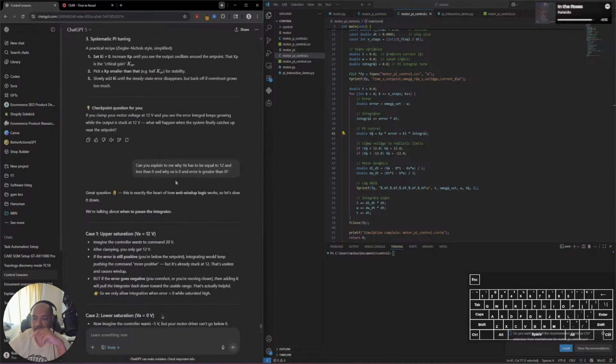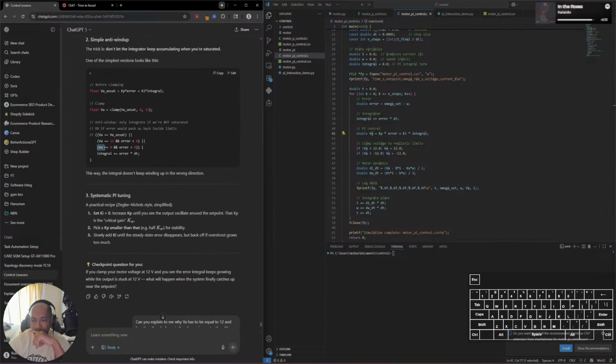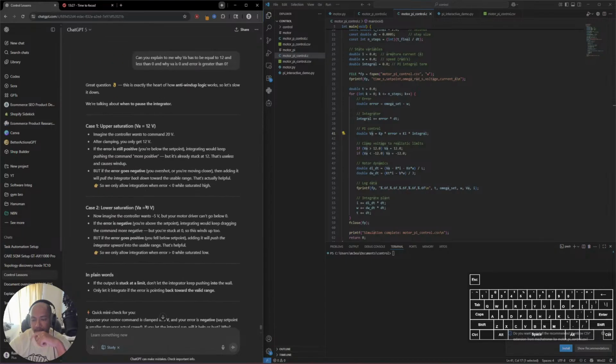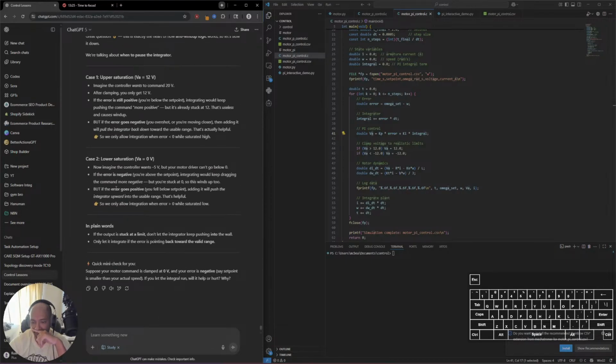So, okay. If I'm pushing for negative voltage and my error is still greater than 0, that means I still have error, but then I want to integrate because I need to push positive.